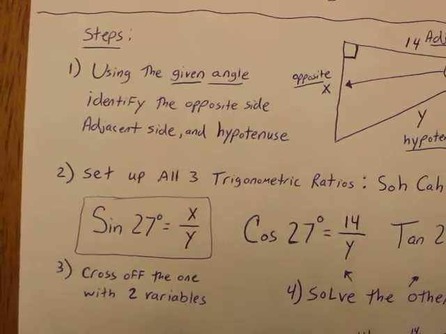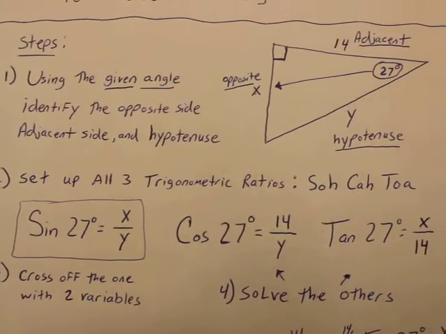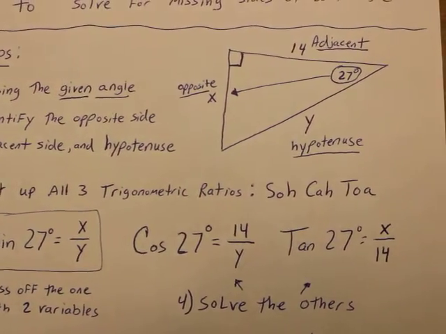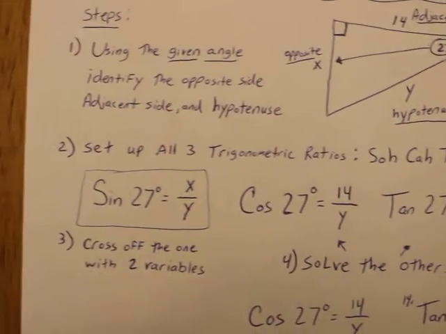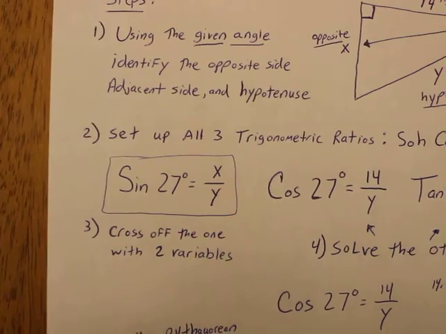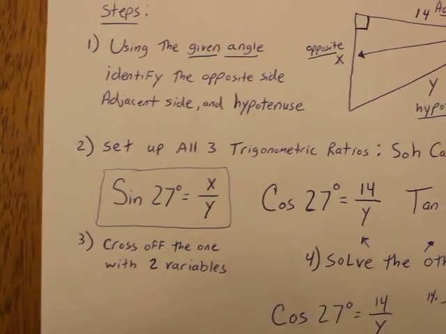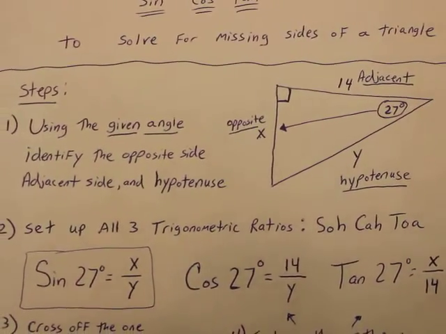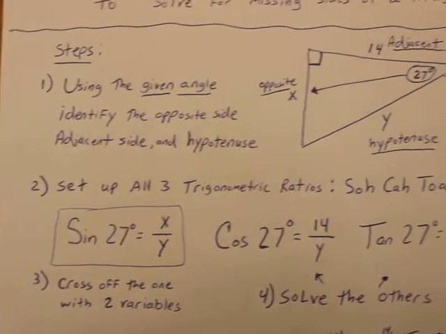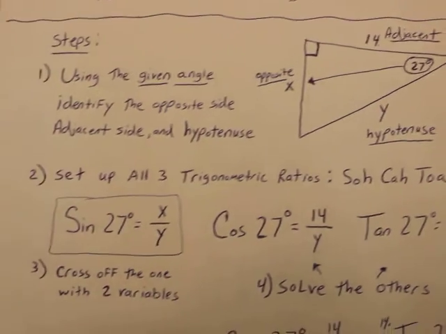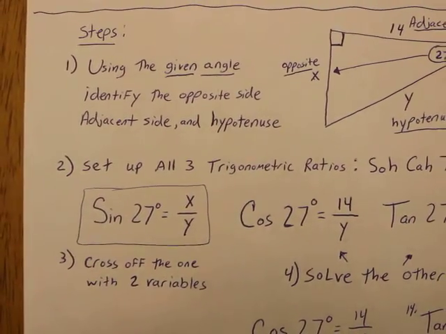Now in step two, you're going to set up all three trigonometric ratios, SOH CAH TOA. So we're going to set up the sine. So you'll see the sine of 27 degrees is equal to the side opposite, which is x, and then the hypotenuse is in the denominator, that's y. So that is one trig function.